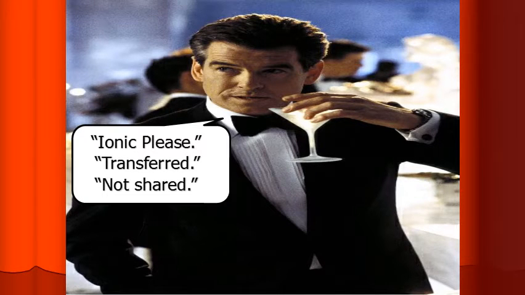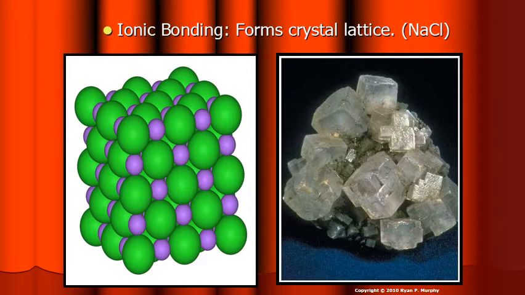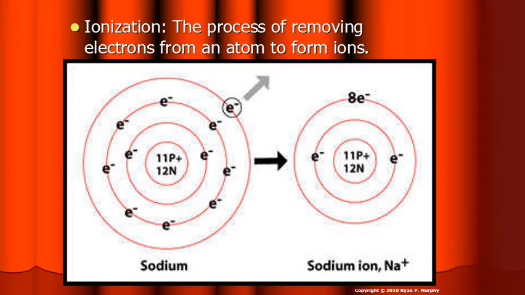James Bond says he likes his martinis ionic, transferred, and not shared. So ionic bonds also form a crystal lattice. If you've ever looked closely at salt, it actually forms these little cube shapes, and that's because of the way the atoms stick together. The way the chlorine and the sodium stick together forms these regular repeating cube patterns.